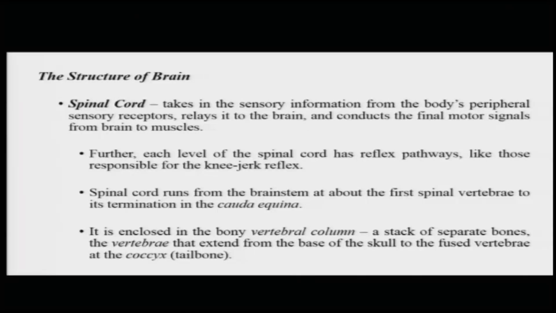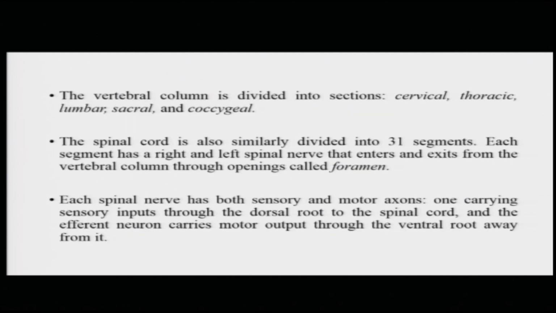The spinal cord basically runs from the brainstem at about the first spinal vertebrae at the top, and it terminates at the lower structure called the cauda equina, and it is enclosed in this bony vertebral column, which is basically a stack of separate bones whose whole job is to protect this spinal cord, which extends from the base of the skull to the tailbone or the coccyx. This vertebral column can be divided into sections such as the cervical, thoracic, lumbar, sacral and coccygeal.